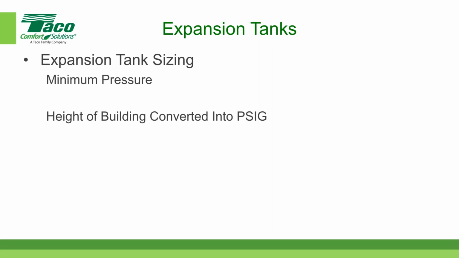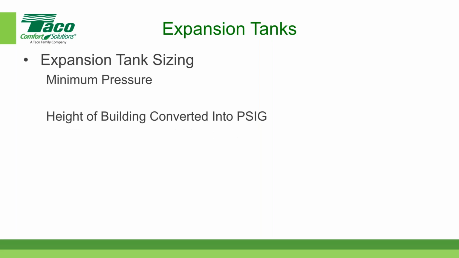Well, it turns out that the height of the building converted into pounds per square inch gauge is simply, in our case, a building that is 75 feet tall, and we divide by the conversion factor of 2.31 feet per pound per square inch gauge equals 32.5 pounds per square inch gauge.